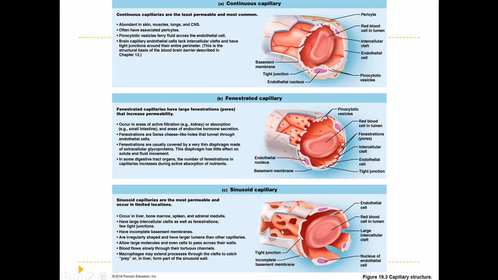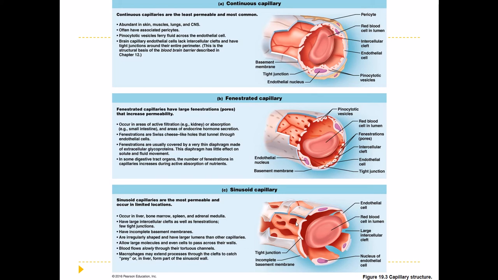If we look at the sinusoidal capillaries, just by looking at them, you can guess that they would be the most permeable. They have very large intercellular clefts. The fenestrations are now not just little tiny holes, but big giant Swiss cheese. Really, really large pores and fenestrations. These pores and fenestrations and clefts are now so large that even big, large macromolecules can slip through them. They tend to have these really funky, irregularly shaped lumens, which slows the blood flow through them.